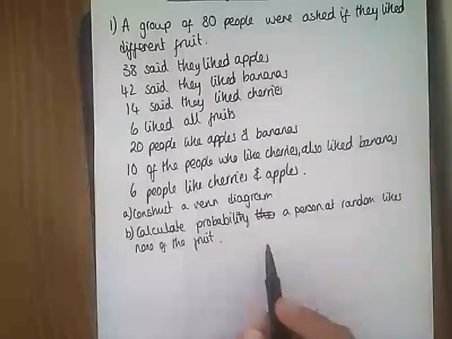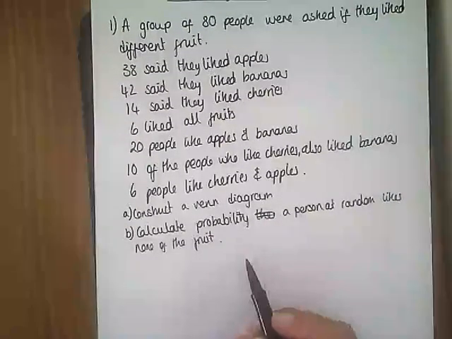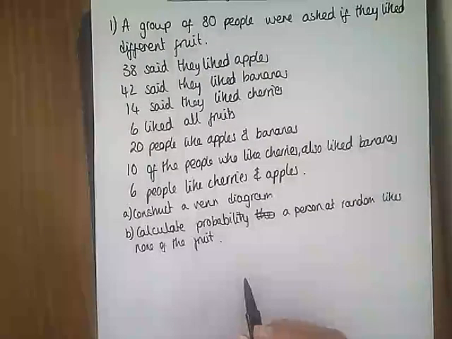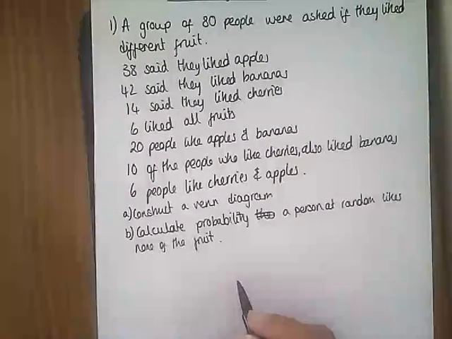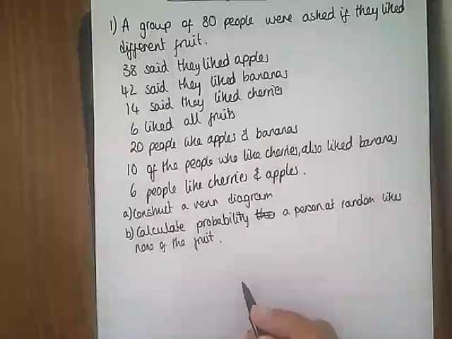So it says, a group of 80 people were asked if they liked different fruit. 38 said they liked apples, 42 said they liked bananas, 14 said they liked cherries, 6 liked all fruit, 20 people liked apples and bananas, 10 of the people who liked cherries also liked bananas, and 6 people liked cherries and apples. And we've been asked to construct a Venn diagram.